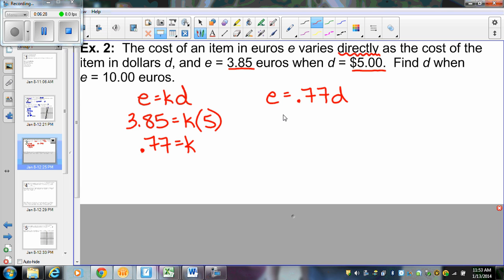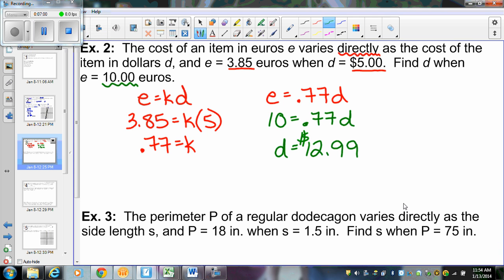But that's not what they were asking us. They were asking us to find if we have 10 euros, what that would convert to in dollars. So 10 euros is equal to $0.77. Now, do you think that it's going to be more than 10 or less than $10? Well, if you're dividing by something that's less than 1, your number will increase. So $12.99 is what those 10 euros will convert to.